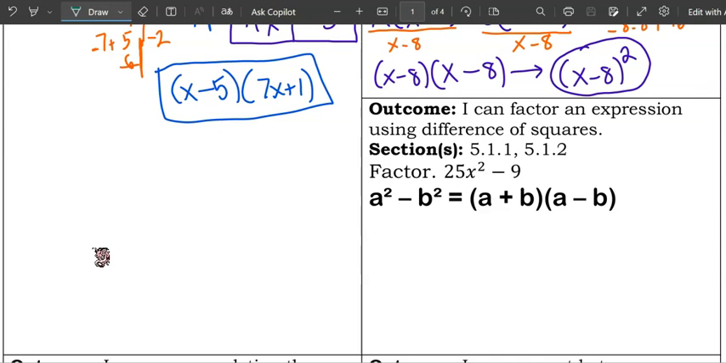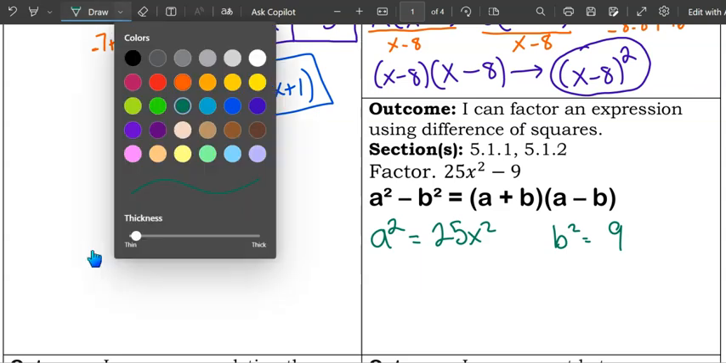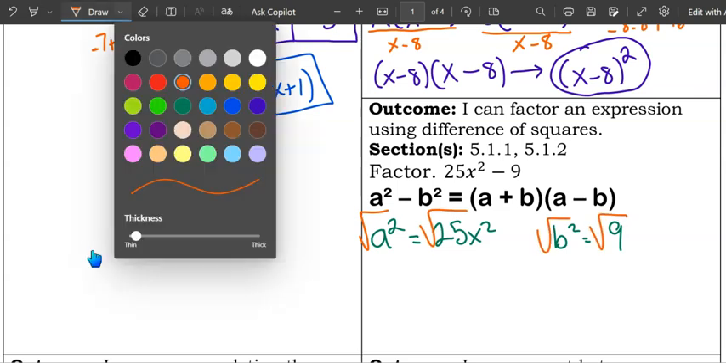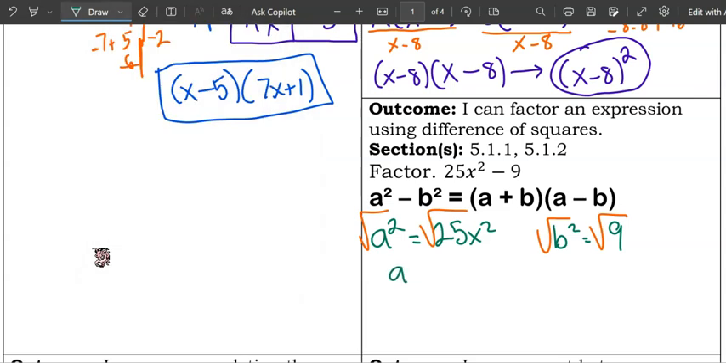Let's determine what a and b are. We know a squared is going to be 25x squared, and b squared is 9. If we take the square roots, we get a equals 5x and b equals plus or minus 3.